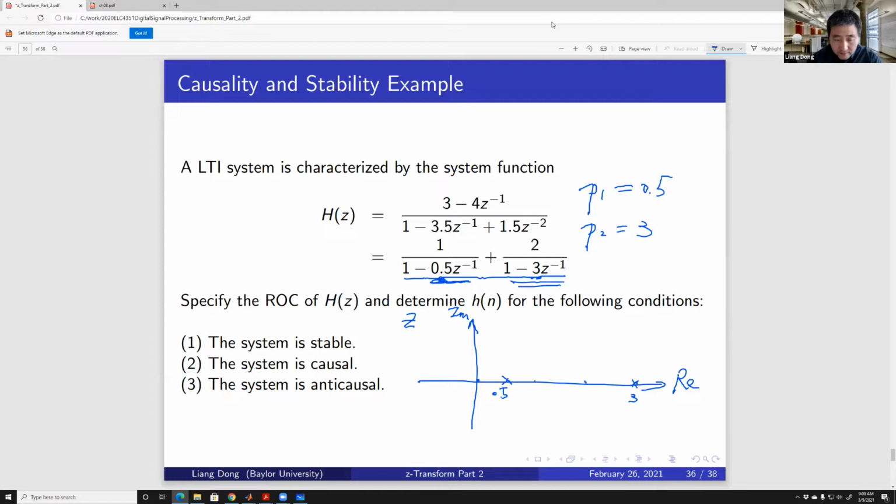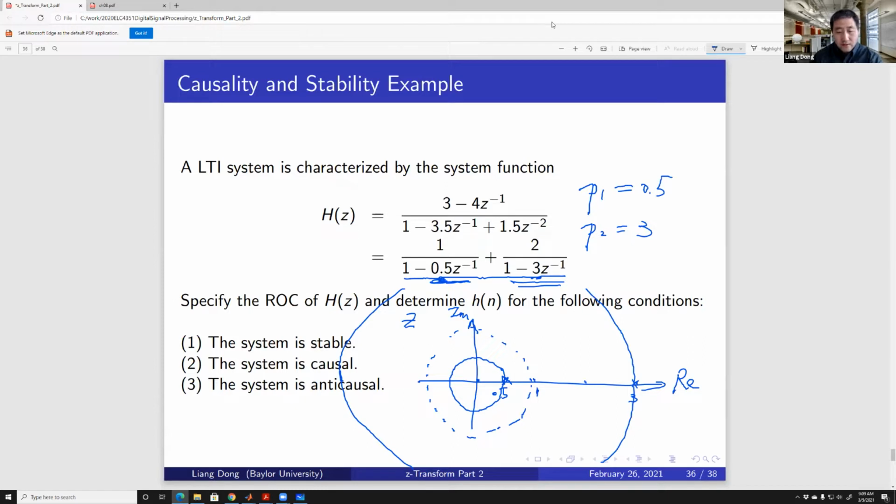And we know the region of convergence is a circle. The shape is a circle around the origin. So let's plot this circle around the origin crossing 0.5, and another large circle crossing 3. And then we also want to plot the unit circle, which is right here, where I got 1.